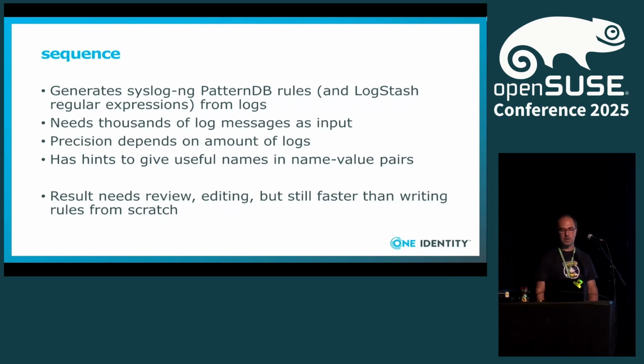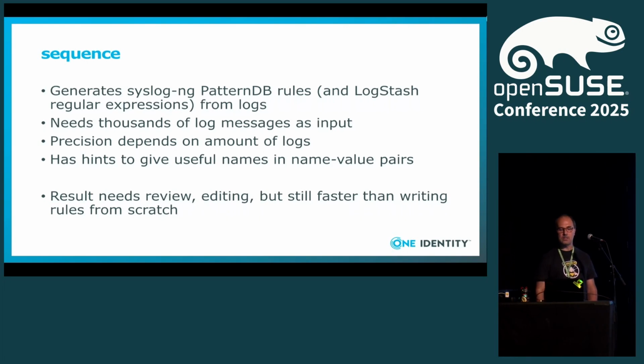It needs thousands of log messages as input, and its precision depends on the amount of log messages. However, if you have many logs, then you can easily create parser rules for most of your log messages. And it has some hints built in, as one of the problems with name value pairs is that you actually need to name them. There are some hints for naming built into sequence.